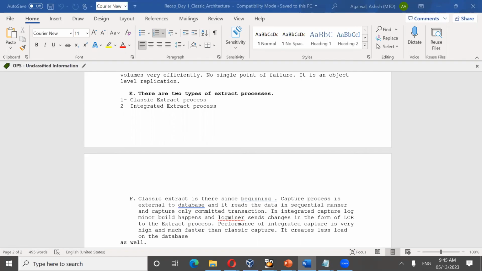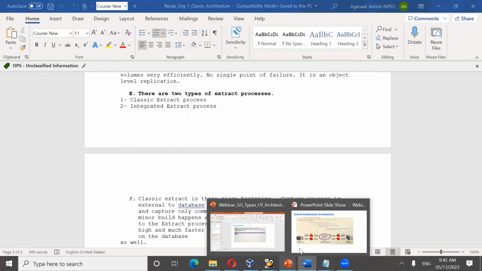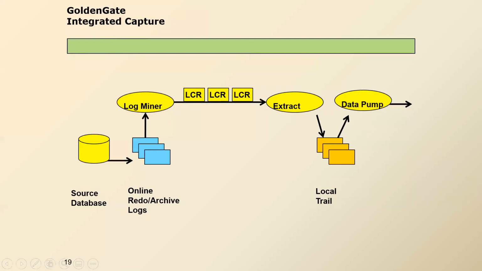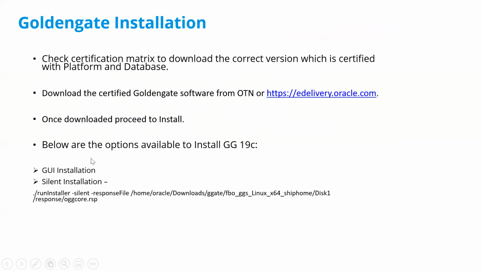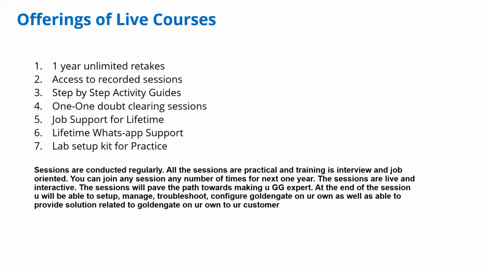Now guys, let me tell you what the offerings of the training are. I'll discuss that in detail in the next session. When you join the training batch, you get 1 year of unlimited retakes, access to recorded sessions, step-by-step activity guides, and one-on-one doubt clearing sessions. There is lifetime on-job support, so any technical issues related to GoldenGate you face in your workplace, you will have lifetime support.